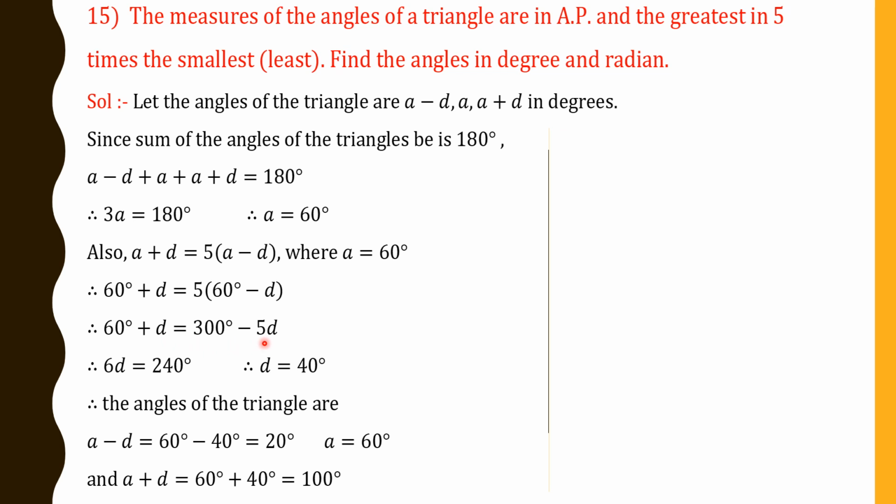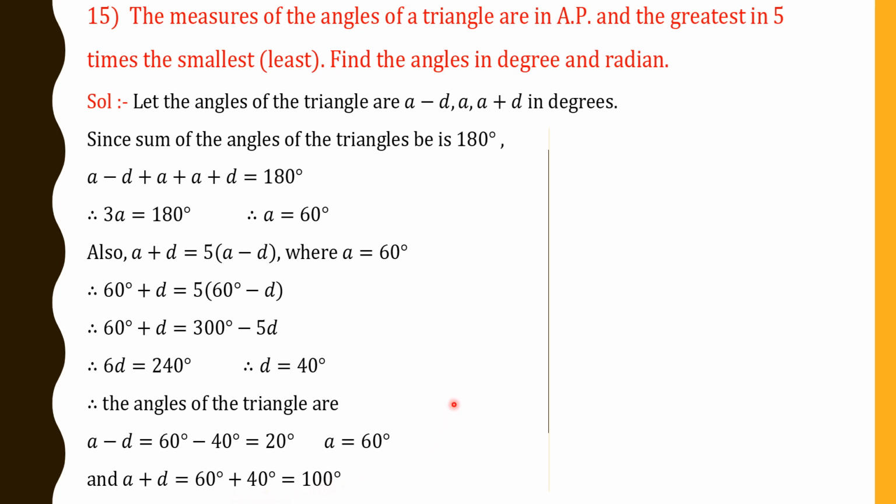We have to find the value of D. Taking minus 5D to the LHS, D plus 5D is 6D equal to 300 degrees. Taking 60 degrees to the RHS, 300 degrees minus 60 degrees equals 240 degrees. Divide by 6 on the RHS, we get D equal to 40 degrees. Therefore, the smallest angle is A minus D. Put the values: A equal to 60 degrees minus D equal to 40 degrees, 60 degrees minus 40 degrees equals 20 degrees. A is 60 degrees from these results. And the largest angle A plus D equals 60 degrees plus 40 degrees equals 100 degrees.